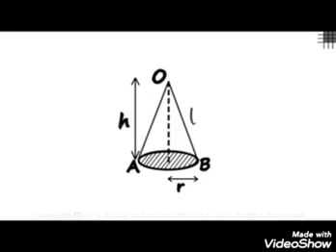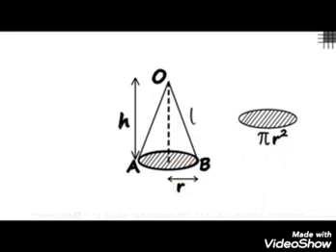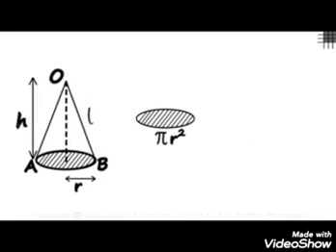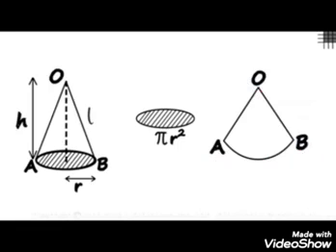First, let us consider the circular base. The radius of the circular base is r, so its area will be pi r squared. Next, we need to find the area of the curved surface. And we have seen that when the curved surface is opened up, it looks like a sector. We also need to find the area of the sector. Let the sector be OAB.